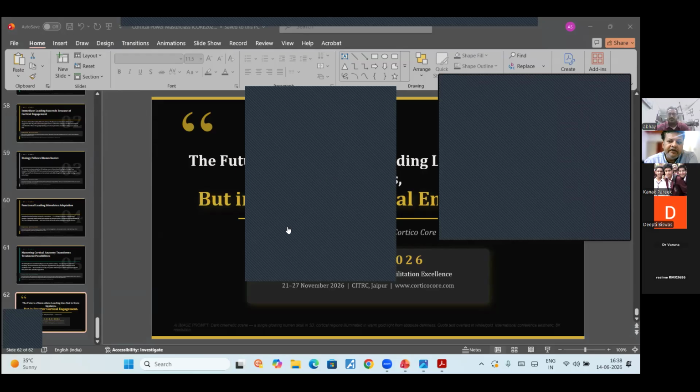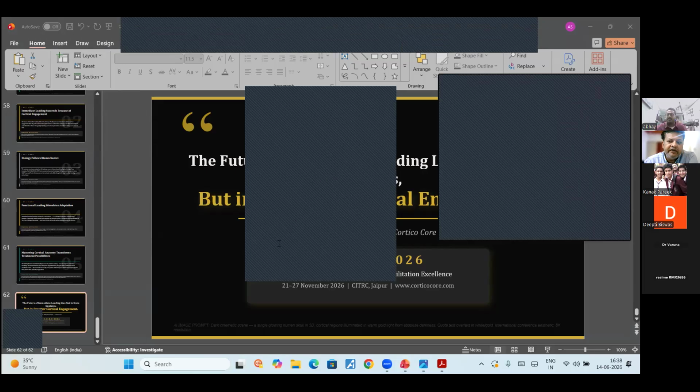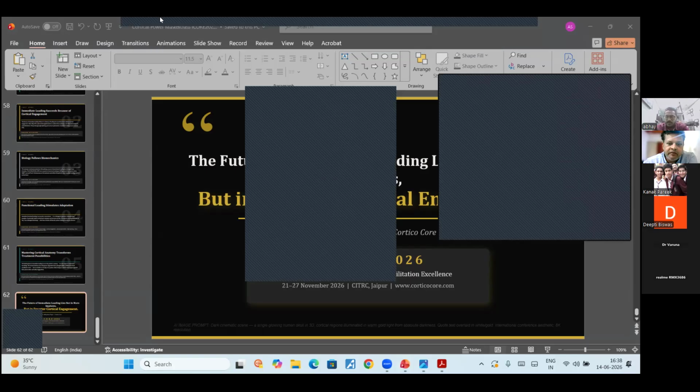I'm sure there will be a lot of questions, but I would like to answer the questions according to the situation only, because I cannot give the whole knowledge in just 1.5 hours. It's a very big topic. I need at least 3 to 4 days to cover the theory of this cortical engagement and the anatomy of everything.